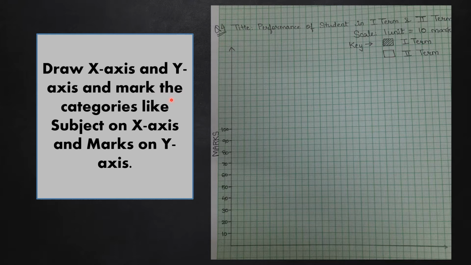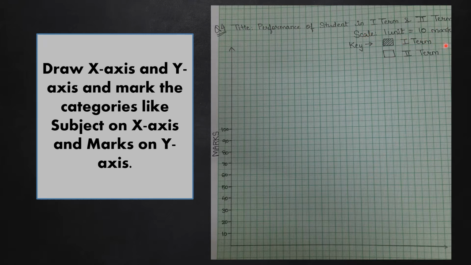Draw the x-axis and y-axis and mark the categories, like subject on the x-axis and marks on the y-axis. So these categories tell us what we are going to represent on the x-axis and y-axis. The x-axis is kept for subjects and on the y-axis we are plotting marks. We give the title also: the performance of a student in first term and second term. This is what is being represented through this graph.